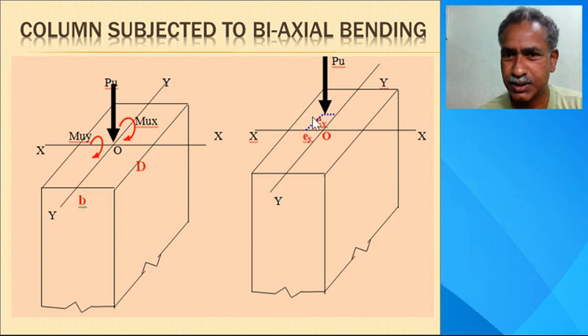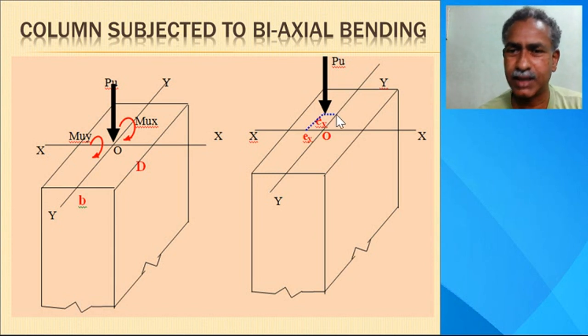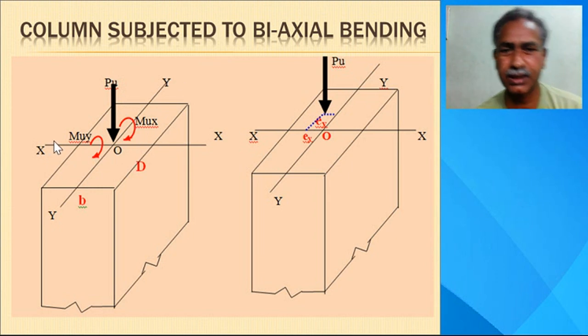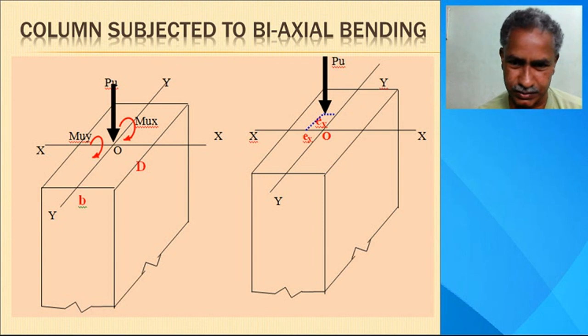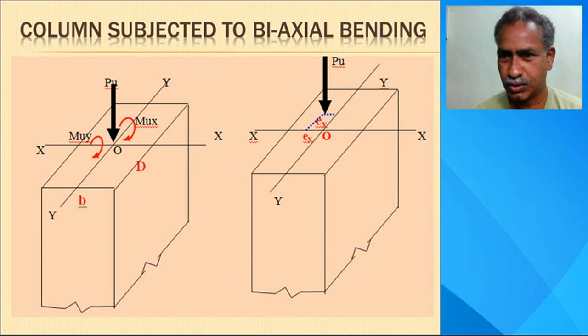And that's why Pu multiplied by EX is the MUX, and Pu multiplied by EY gives the MUY. And that's why this is the column subjected to the axial load with the moment along the y-axis and moment along the x-axis, that is bisecting the depth and bisecting the width. And it is very difficult to design such a column.